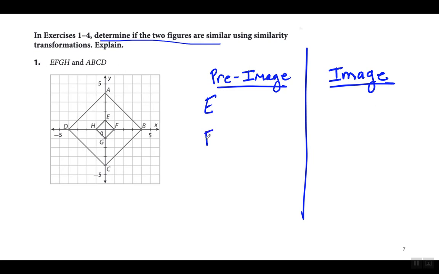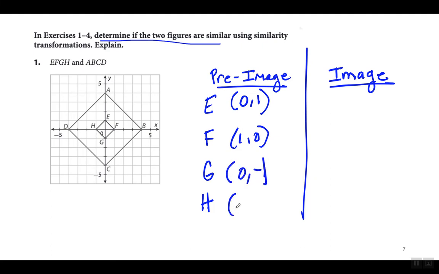Let me put the coordinates E, F, G, H. I'm gonna put the letters in alphabetical order because that's usually how they do it. So E is at 0, comma 1. F is at 1, comma 0. G is at 0, negative 1. And H is at negative 1, comma 0. All right, and if I use the other one going in alphabetical order, A, B, C, D.